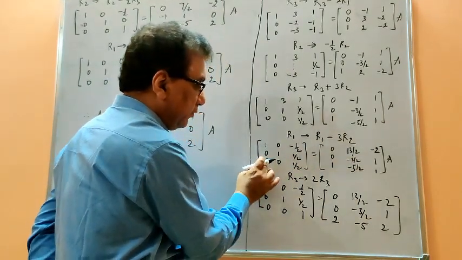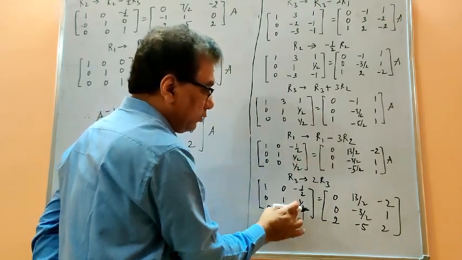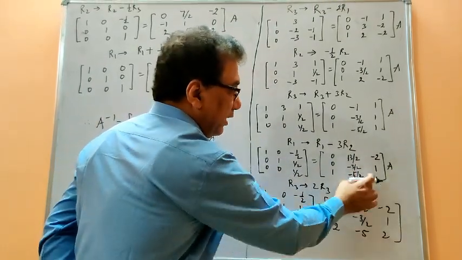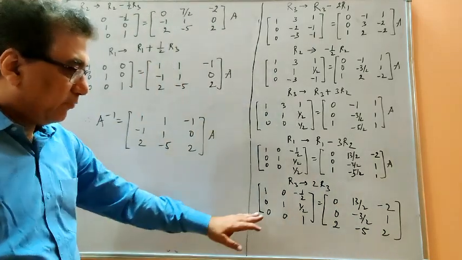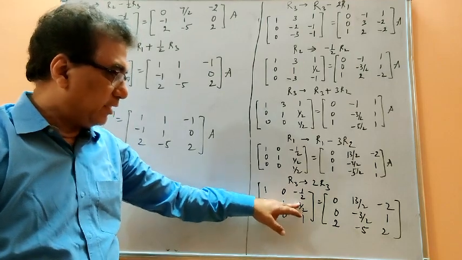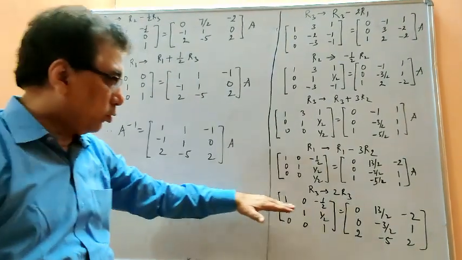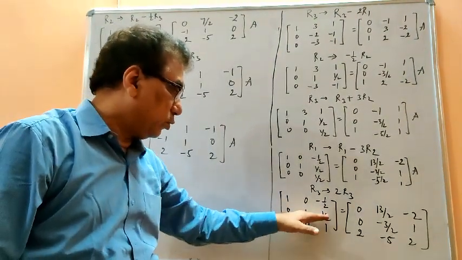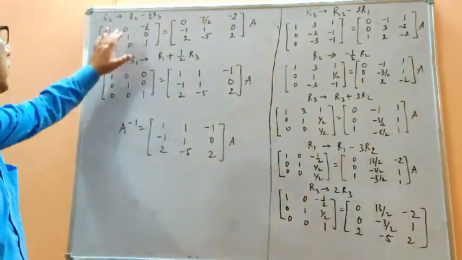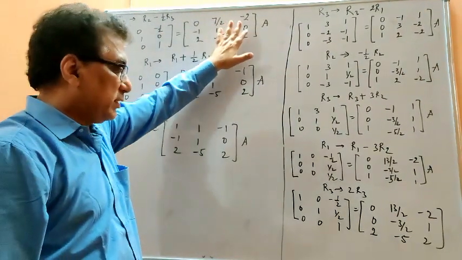So this multiplied with 2 will give you 0, 0 into 2 is 0, and 1 by 2 into 2 is 1. This multiplied with 2 gives 2, and this is minus 5, and this is 2. Now we have got A33 as 1. So the rule says that now you have to make this element and this element 0 one by one. We are doing the operation now in row 2 to get 0 here. From row 2 we are subtracting 1 by 2 times row 3. So the same I have written here, and we are getting 0 here.